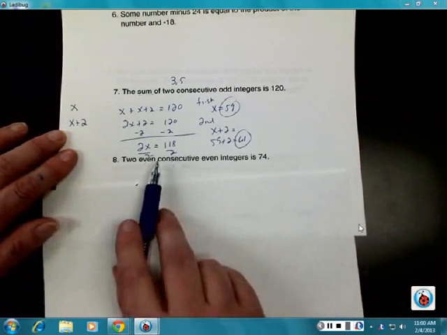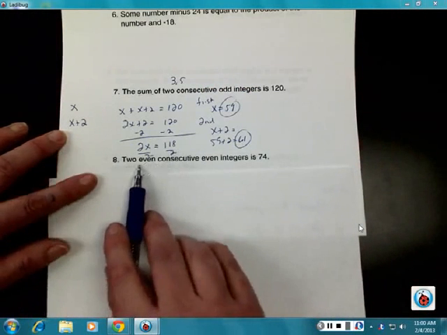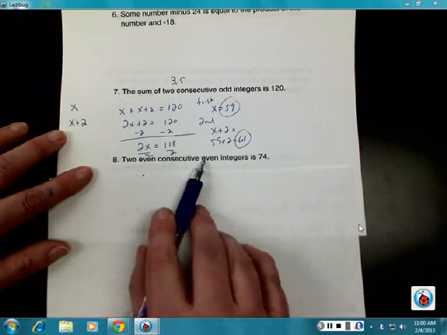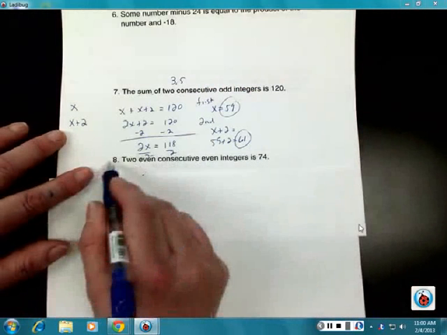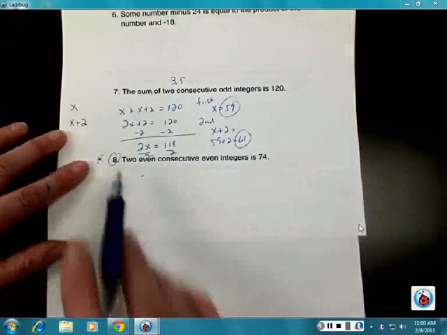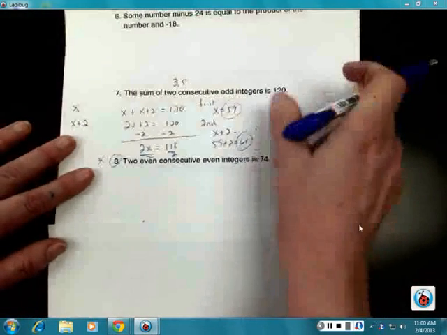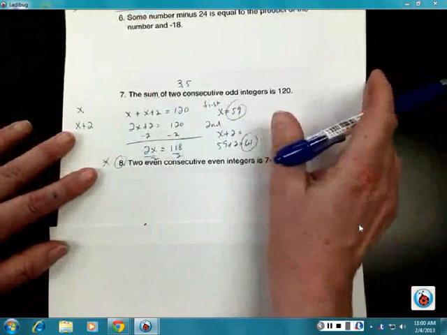Hold on. I've got something missing on number 8. I've got to fix number 8, because 8 doesn't have what it needs in there, and I think that was all of them that we had from that part. Okay.